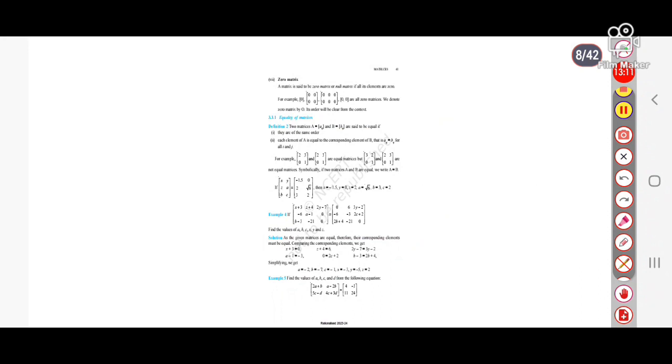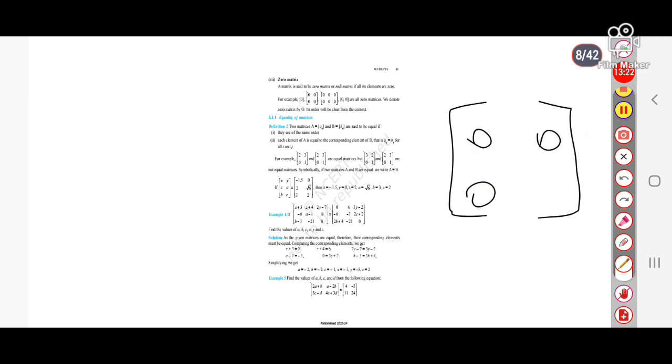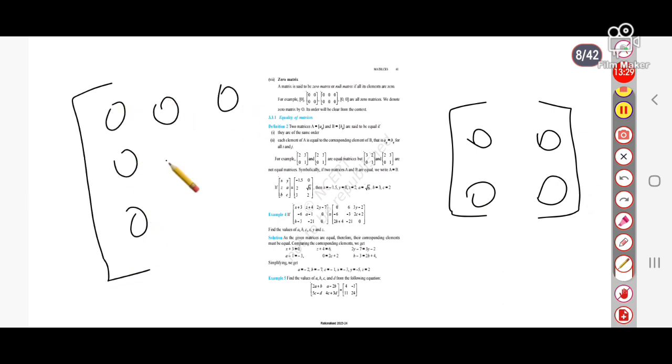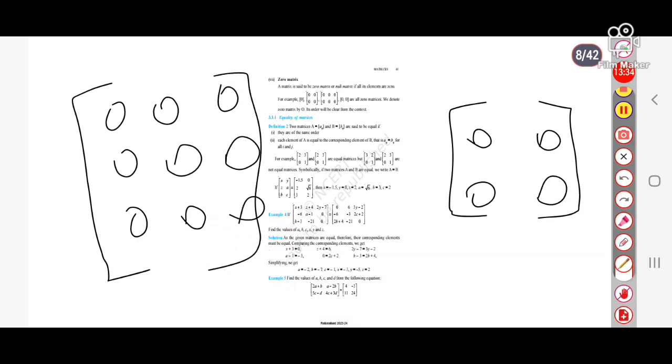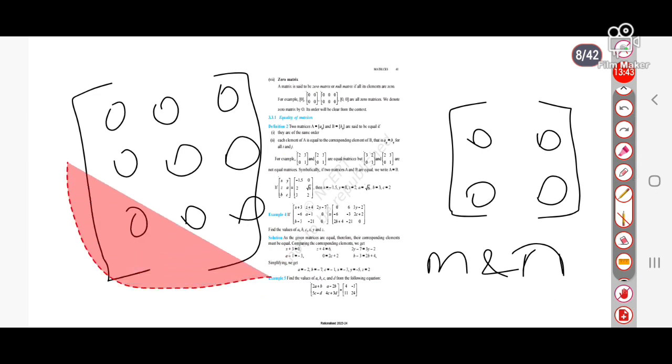Then what is the zero matrix? As the name suggests, the zero matrix is one where the entire set of values inside the matrix is 0. A 2 by 2 matrix has 0, 0, 0, 0, and a 3 by 3 matrix has all zeros. Whatever the m and n values may be, everything will be 0. So that is the zero matrix.